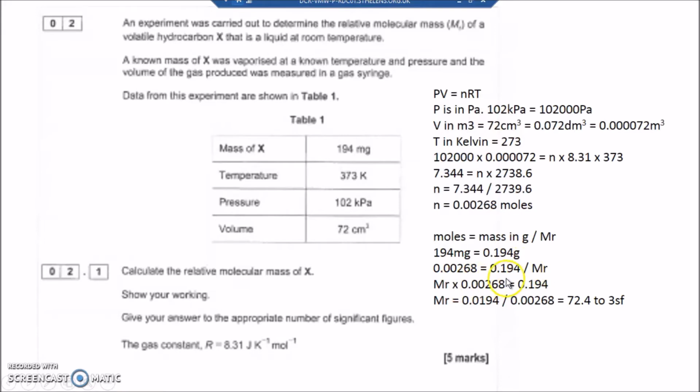Rearrange the equation so that MR equals 0.194 divided by 0.00268, and it comes out as 72.4. Let's have a look at how many significant figures. Most of them seem to be to 3 significant figures: 194, 372, 102,000 to 3 significant figures, 8.31 to 3 significant figures. So we'll put it to 3 significant figures because most of the others seem to be to 3 significant figures. 72.4 to 3 significant figures.